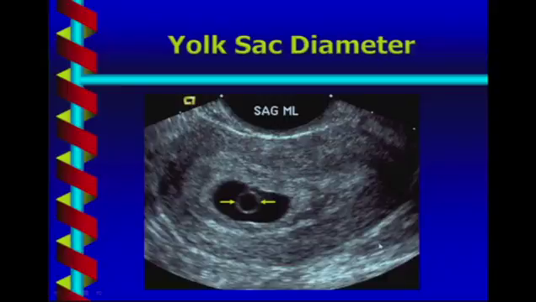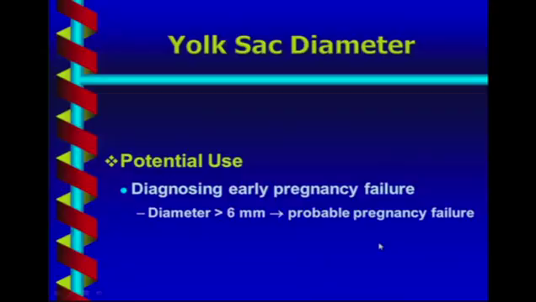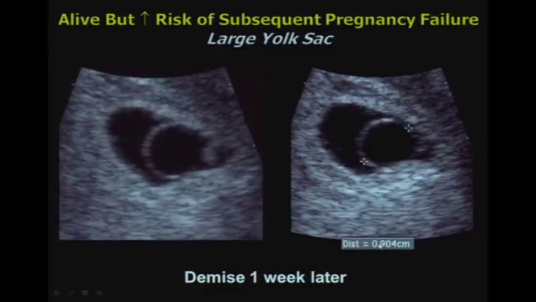Another thing that can be measured early on is the yolk sac diameter. Why bother? Well, again, it has prognostic value in diagnosing early pregnancy failure. If the diameter is greater than 6 millimeters, there is probable pregnancy failure. And here are a couple of examples.